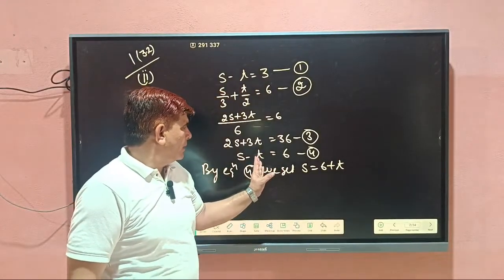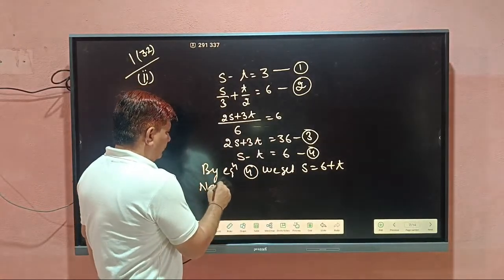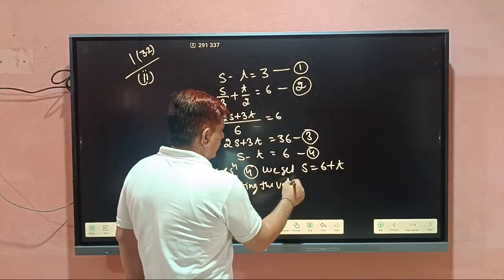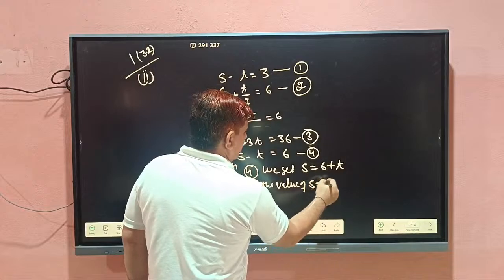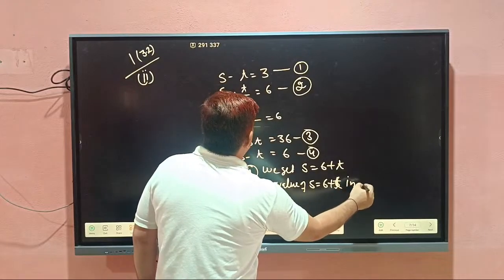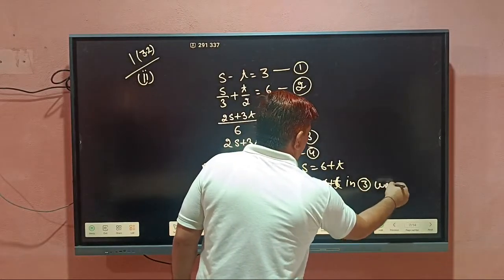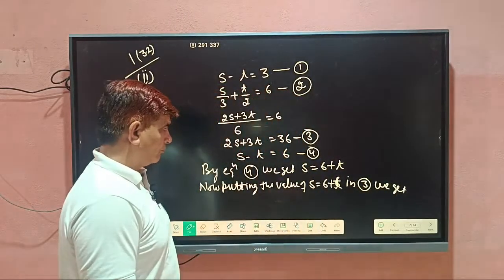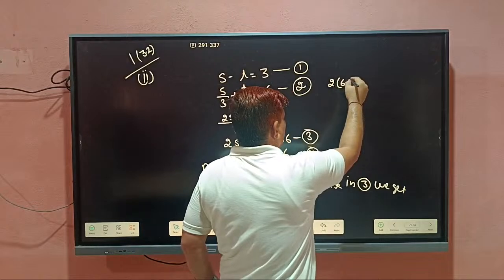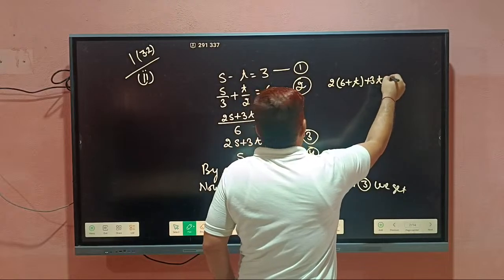6 plus t, t transfers from the left-hand side to the right-hand side. Now putting the value of s equal to 6 plus t, 6 plus t in the third, we get. In the second also you can put. So s equal to 2 into 6 plus t plus 3t is equal to 36.